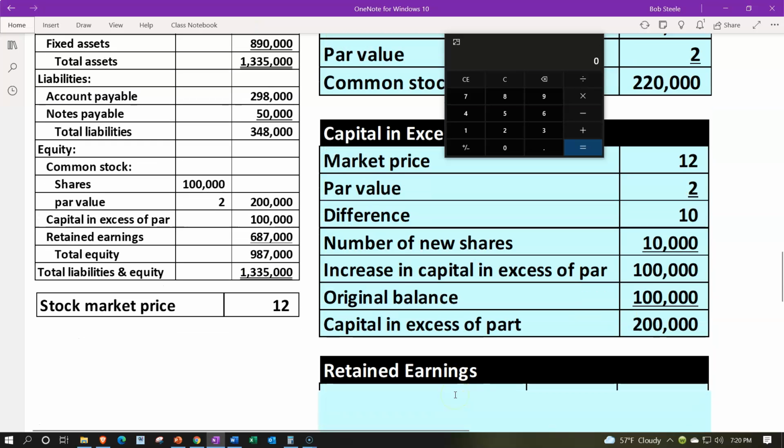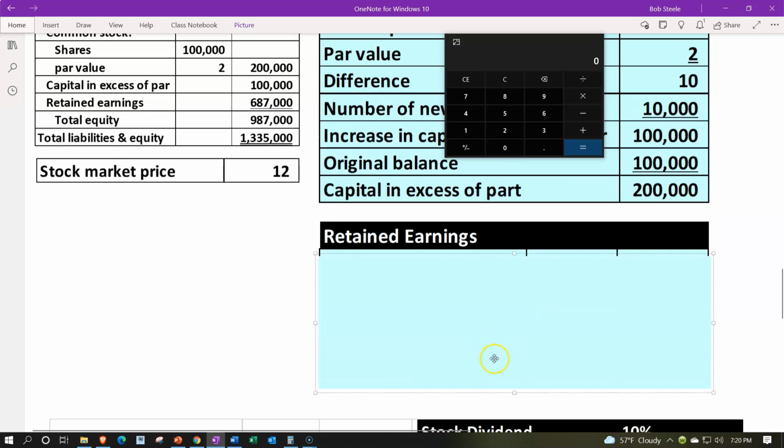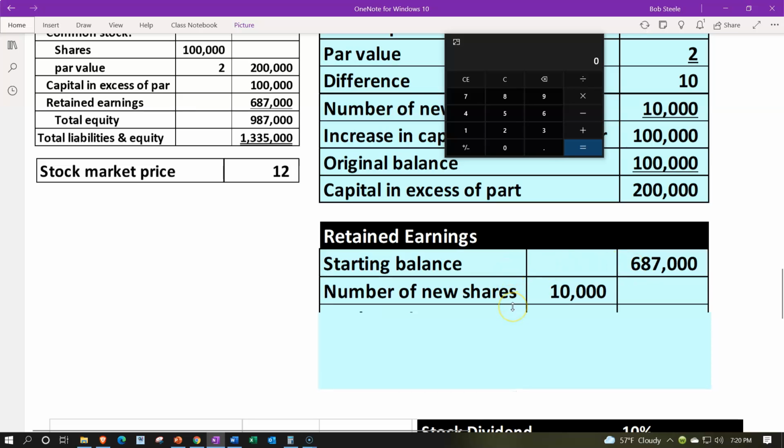in excess of par. There's also going to be a change in retained earnings, because we're giving new value since it's a 10% stock dividend and not a 2-for-1 stock split. So we're going to say the starting balance was $687,000. We got the number of new shares, 10,000 new shares going out. We're going to say for the purposes of our calculation that the market price is $12 per share.